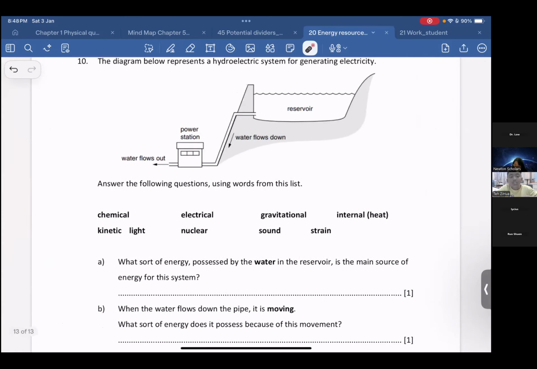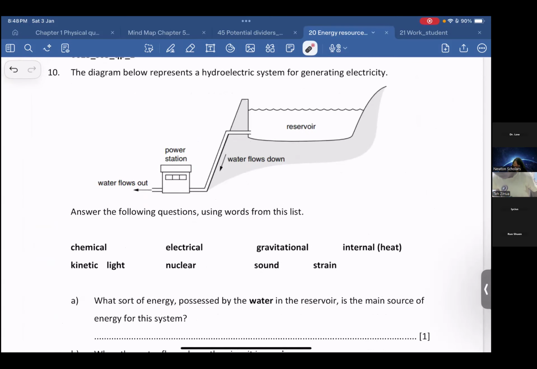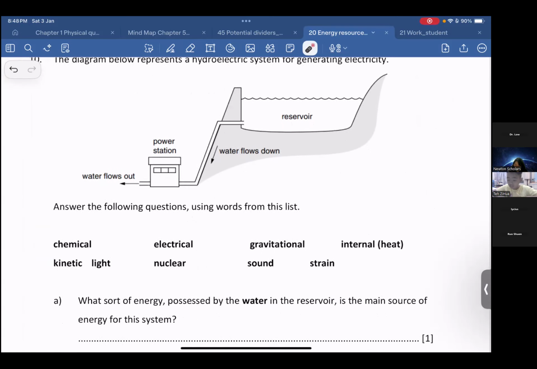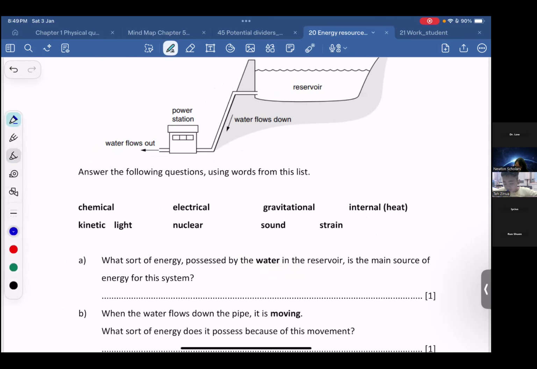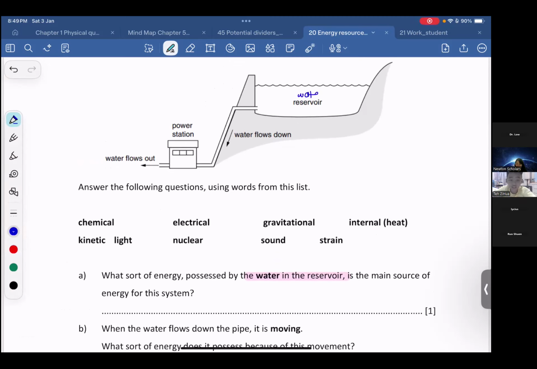Okay, here, this is a hydroelectric system for generating electricity. What sort of energy is possessed by the water in the reservoir? Okay, what type of energy? What do you think? At the start, the water has what energy? Angeline, correct? Gravitational. It has a certain height. So energy due to position is gravitational potential energy.